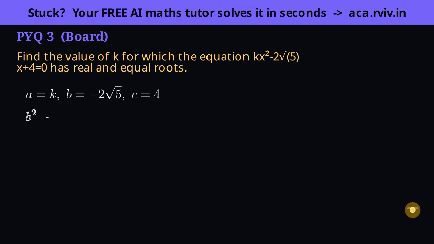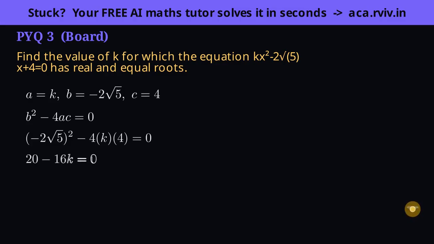Write the zero discriminant condition, b squared minus 4ac equals 0. Substitute, bracketing the whole b, minus 2 root 5, all squared, and a is k. Square that term carefully. Minus 2 squared is 4, root 5 squared is 5, so 4 times 5 is 20, and 4 times k times 4 is 16k. Move the k term to the other side. Divide by 16 and simplify. 20 over 16 reduces to 5 quarters.